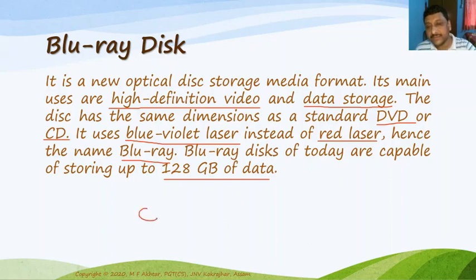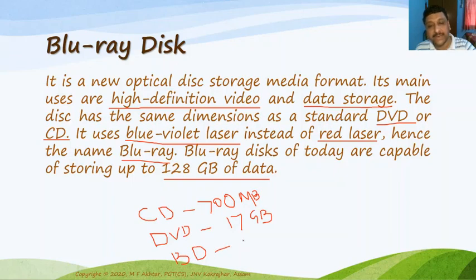So you can see that in CD we can store up to 700 MB. Now in DVD we can store up to 17 GB of data. But in case of Blu-ray disc, also known as BDs, we can store up to 128 GB of data. So much capacity is there in Blu-ray disc.